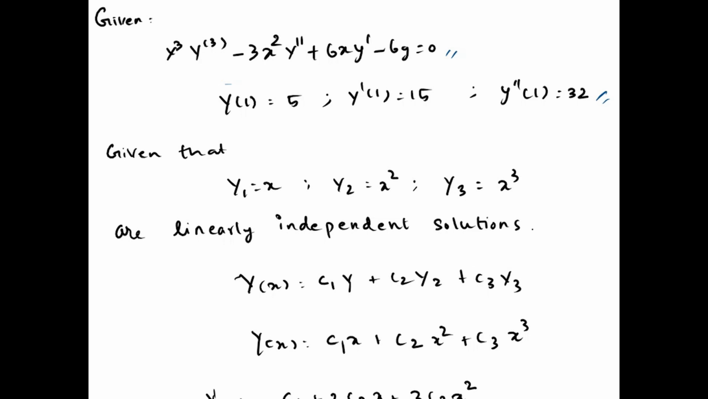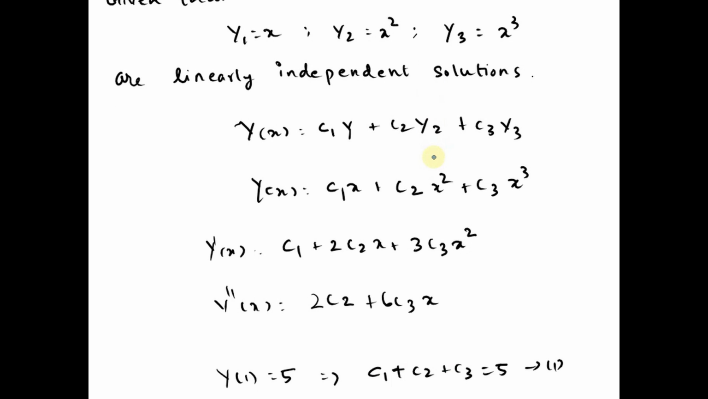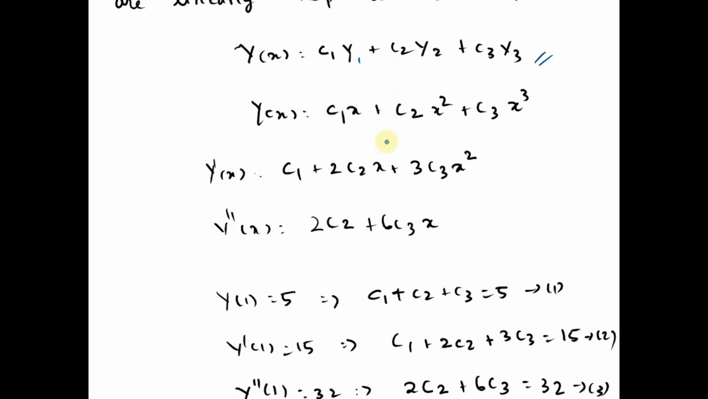We are given that y1 equal to x, y2 equal to x squared, y3 equal to x cubed are linearly independent solutions. Therefore, y of x equal to c1 y1 plus c2 y2 plus c3 y3. After substituting the values of y1, y2, y3, we get y of x equal to c1 x plus c2 x squared plus c3 x cubed. We have to differentiate this y of x.